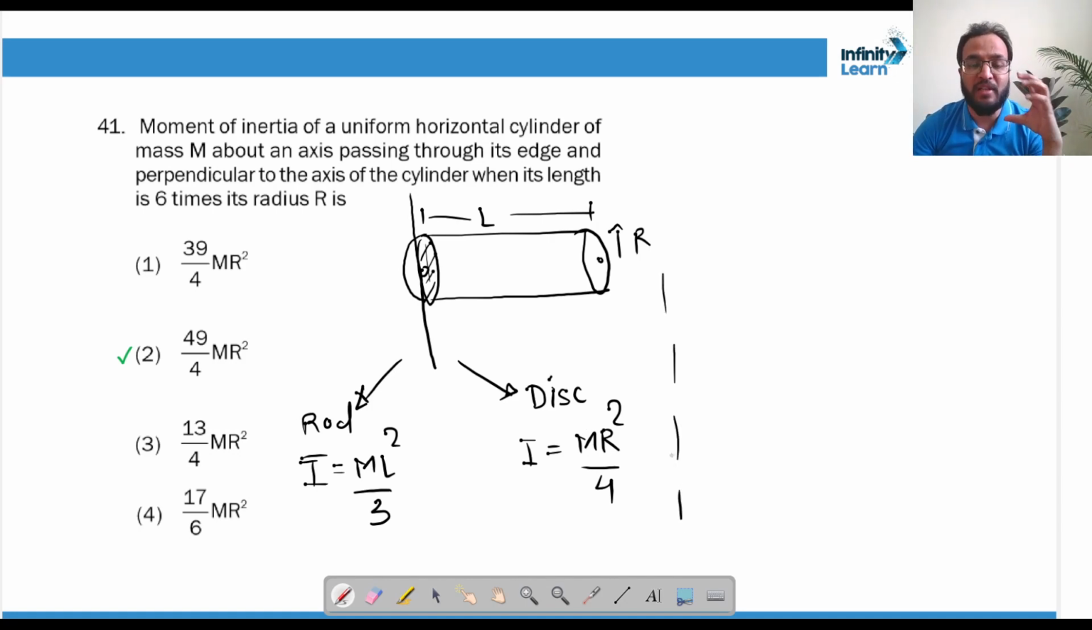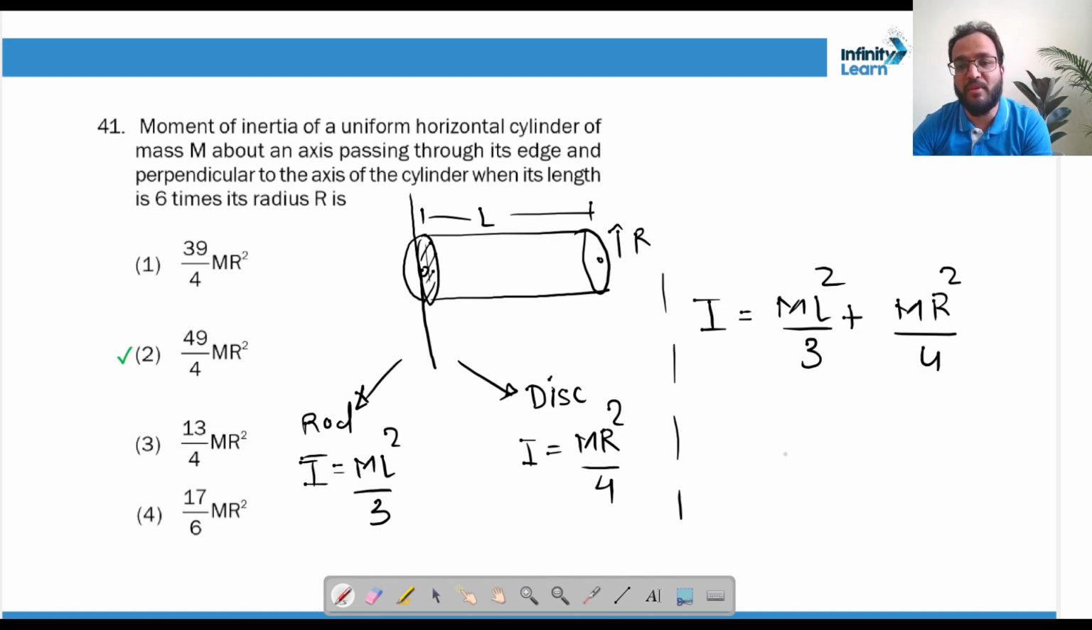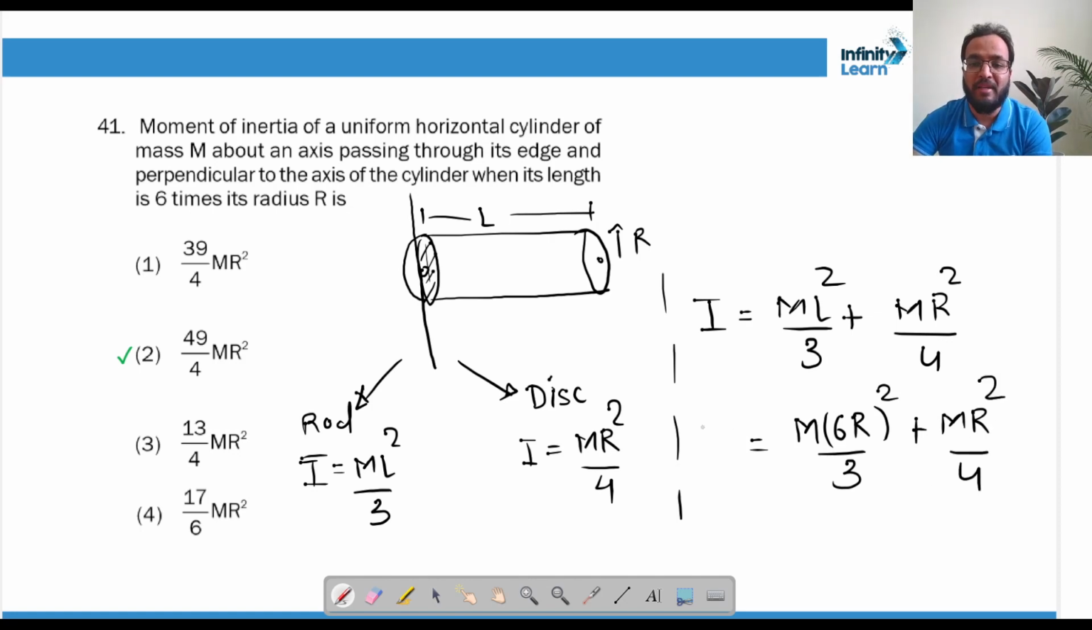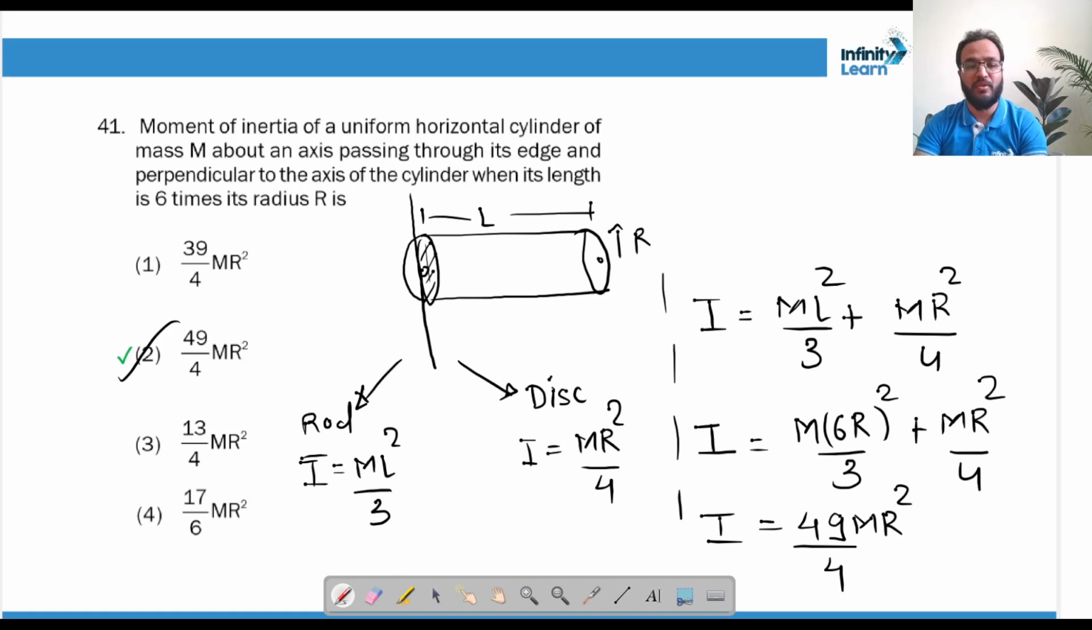But when this kind of cylinder is given where radius and length are comparable, you say overall will be ML square by 3 plus MR square by 4. Now you can put the value of L as 6r. So (6r) whole square by 3 plus MR square by 4. I guess from here you can get the answer. It will be 36 by 3, 12; 12 fours are 48, plus 1, 49. So answer will be 49 MR square by 4. It is given as second option, right? Okay.